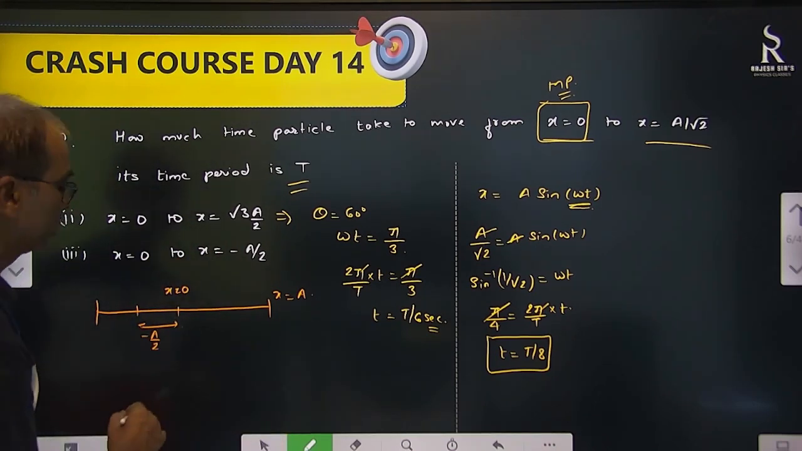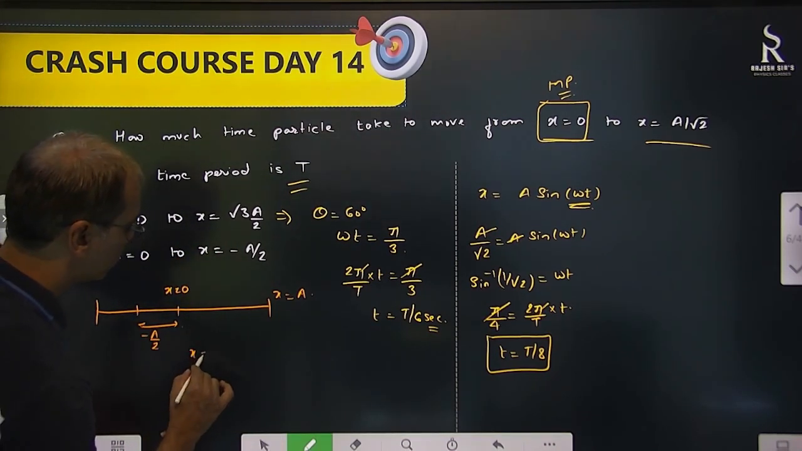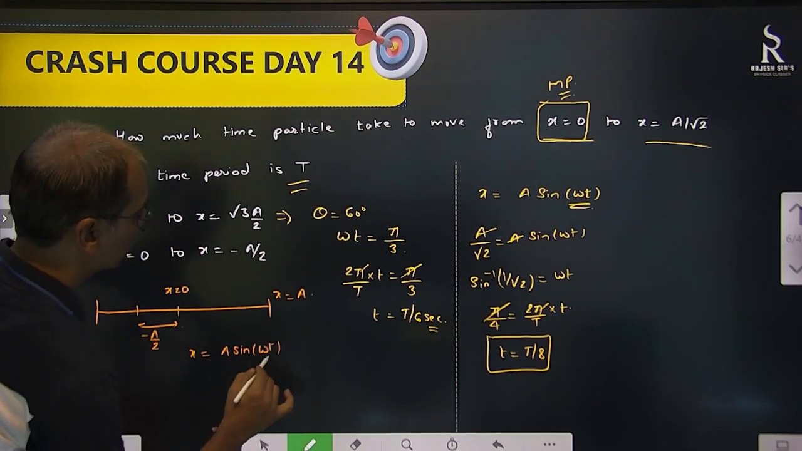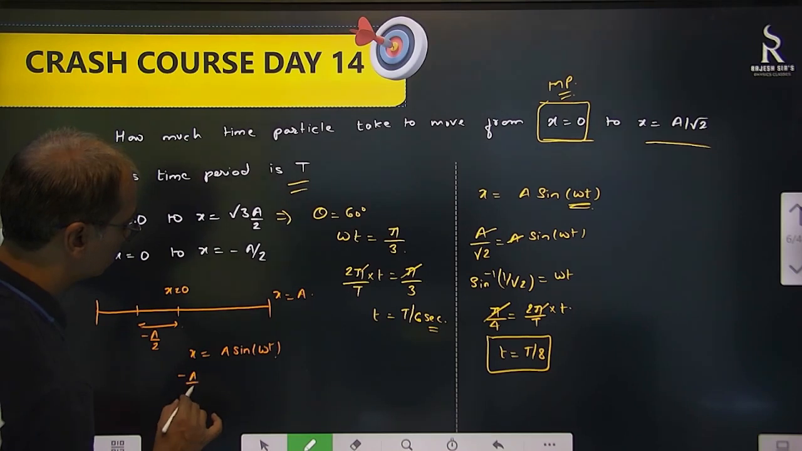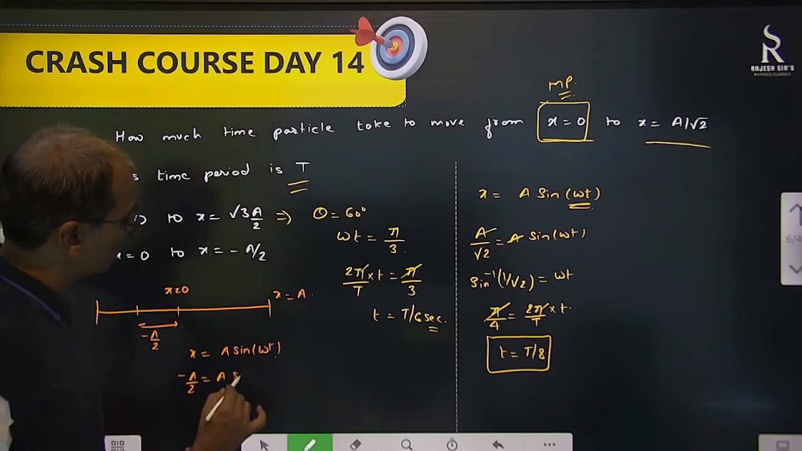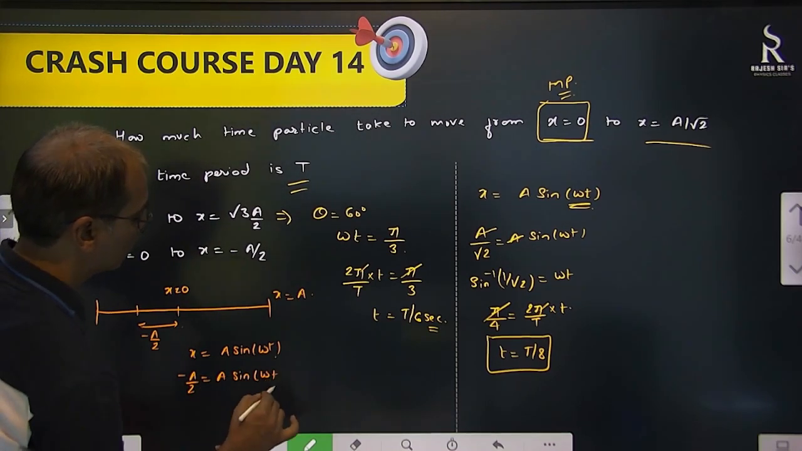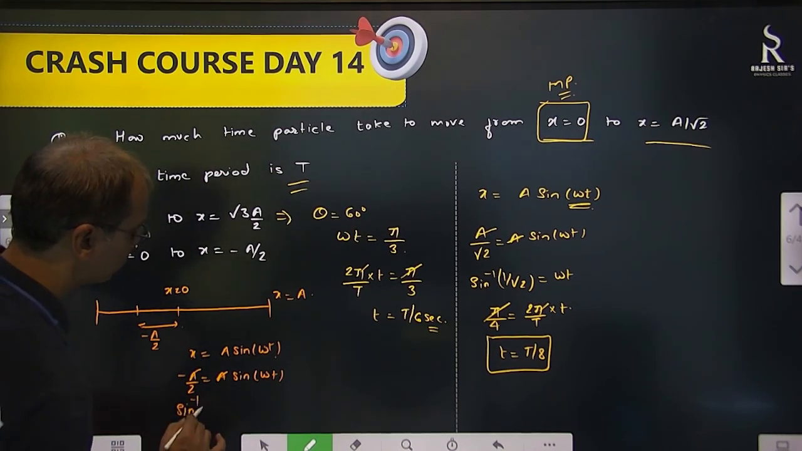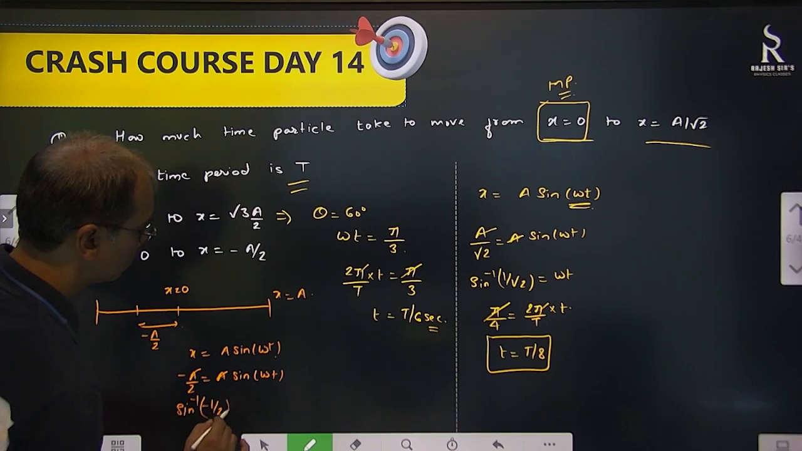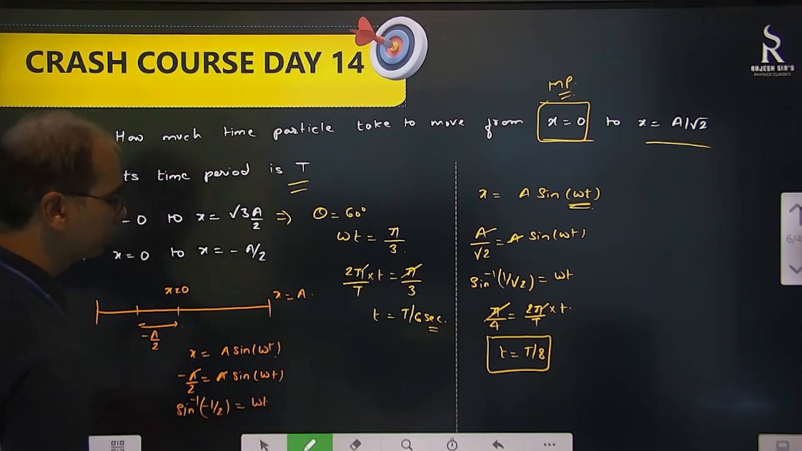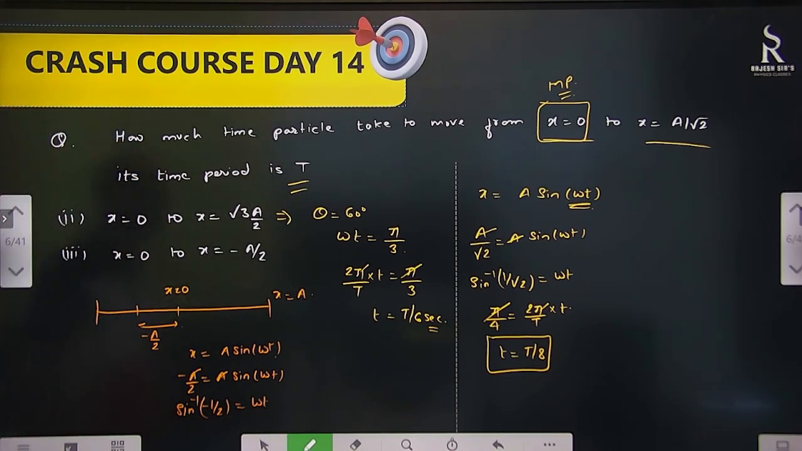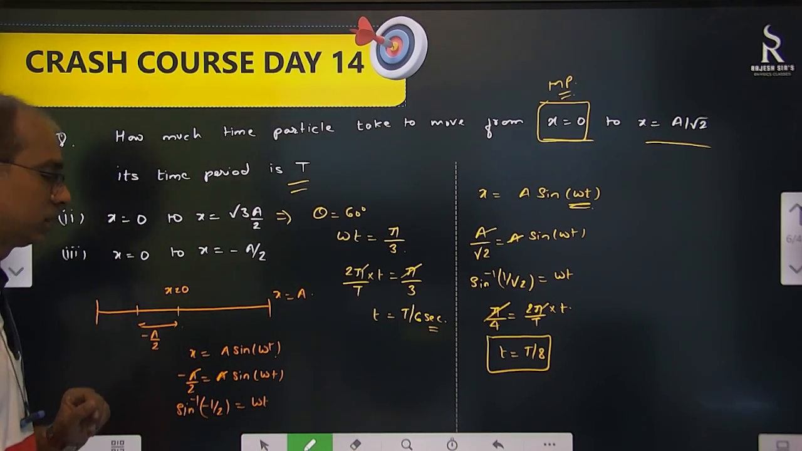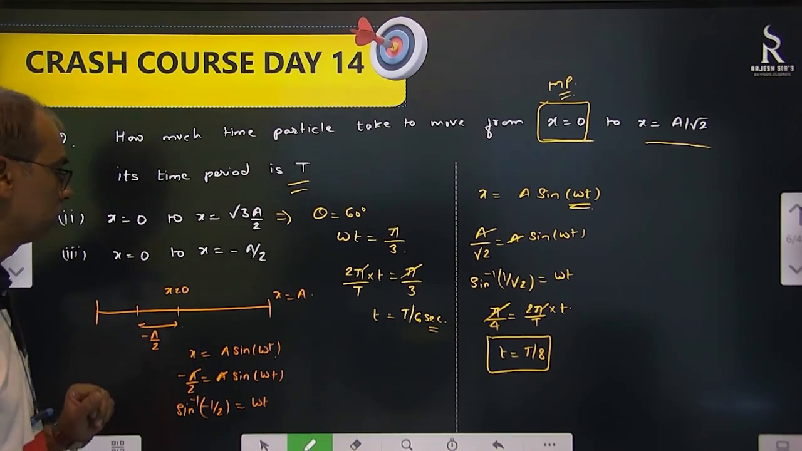Okay, let's keep it. So x equal to a sin omega t, right? This is minus a by 2. So a sin omega t, a gets cancelled. Sin inverse minus half equal to omega t. Okay, so this is what actually? How much angle is it? Can you find?